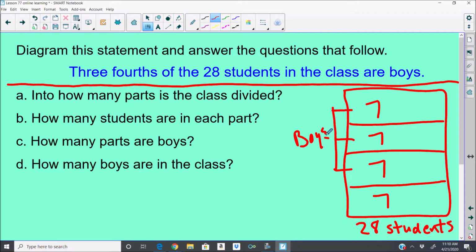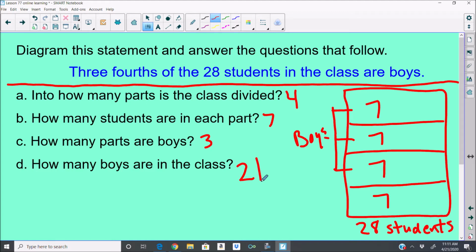So now let's answer A through D. Into how many parts is the class divided? Well, we did that. It's 4. How many students are in each part? 7. How many parts are boys? 3 of them. How many boys are in the class? Well, we add that up. 7 plus 7 plus 7, or 7 times 3, 21.